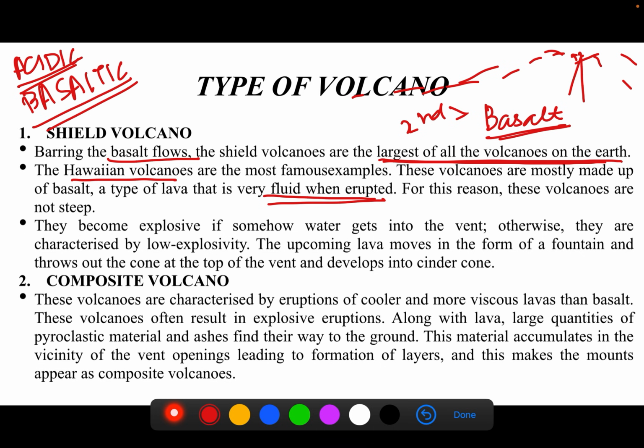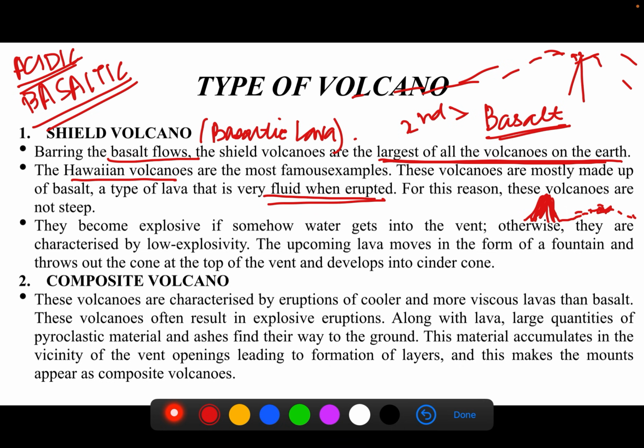So shield volcano leads to eruption of basaltic lava, and that is why these are big or large volcanoes that are formed. For this reason, these volcanoes are not steep. What does steep mean? Steep means, okay, like this. If the lava that comes out solidifies here only, then steepness will be present. Now it is broad because the lava erupts, okay, this is the volcano, lava erupts and reaches a greater distance. How will it be steep?